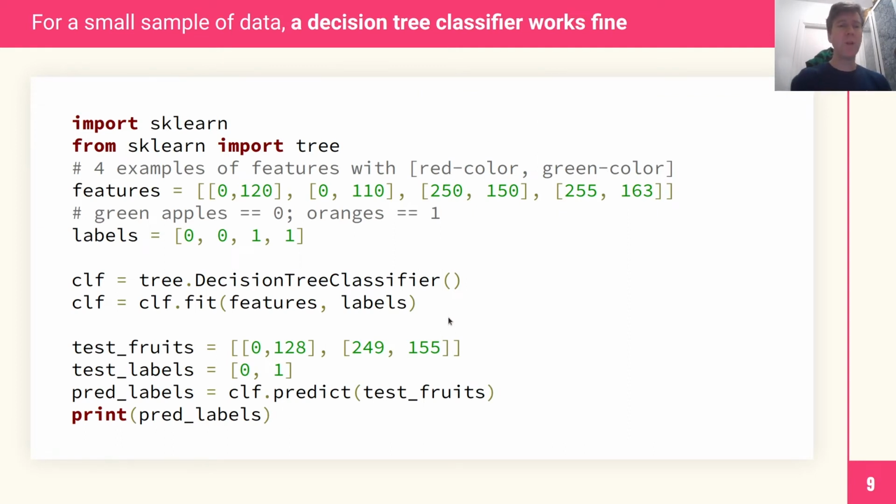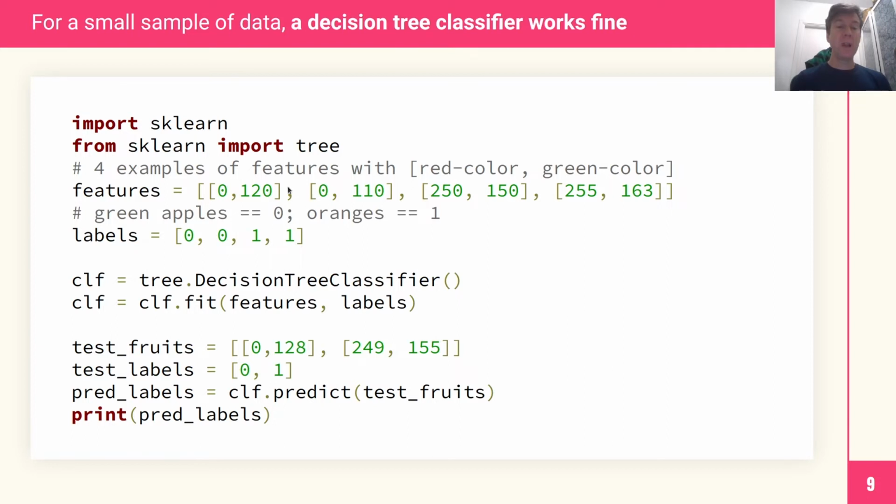So let's look at some code to cover that example. We can see a very simple scikit-learn program here, a Python program, and it's implementing what we just talked about. We have two types of fruit, green apples and oranges, represented by 0 for apples and 1 for oranges. We have 4 examples. We have 2 apples, so the label is set to 0, and then we have 2 oranges, where the label is set to 1.